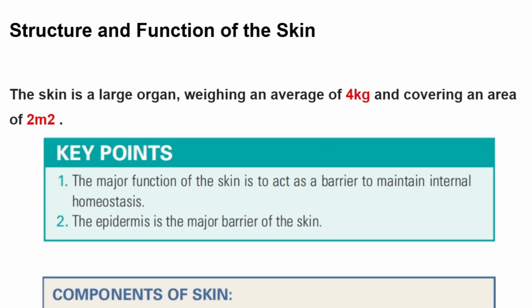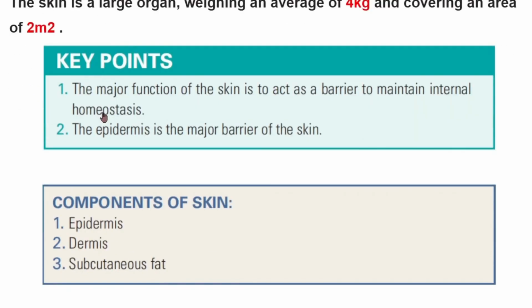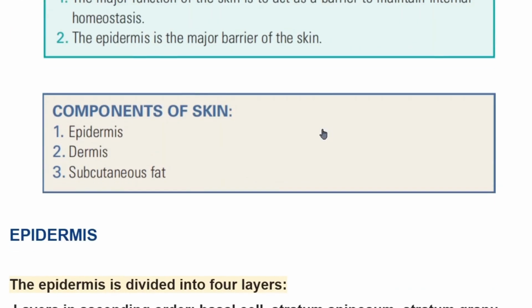Today we are going to talk about structure and function of the skin. The skin is a large organ weighing an average of 4 kg and covering an area of 2 meters square. Key points. The major function of the skin is to act as a barrier to maintain internal homeostasis. The epidermis is the major barrier of the skin. Components of skin include epidermis, dermis, and subcutaneous fat.